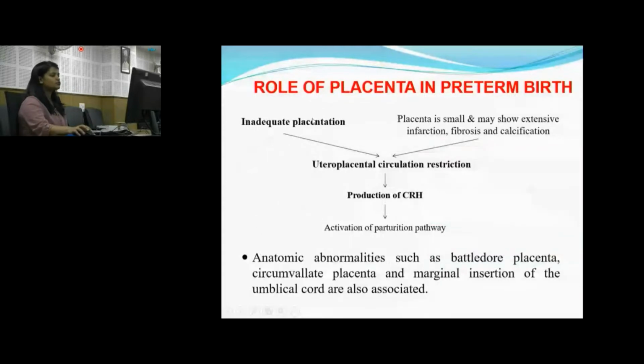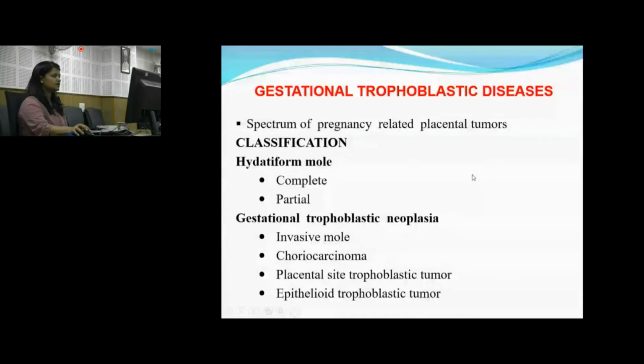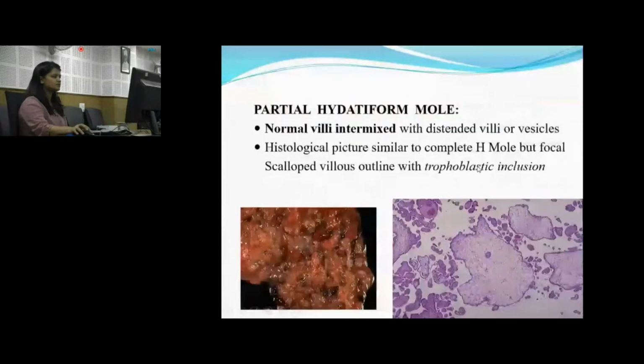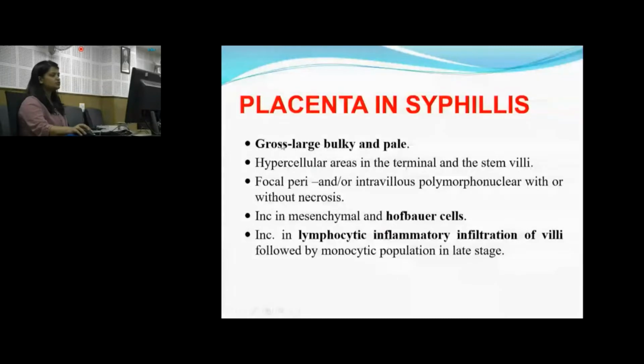Placenta also plays an important role in preterm birth. There are various factors which lead to activation of parturition, and there are anatomic abnormalities such as battledore placenta, circumvallate placenta and marginal insertion through which preterm birth can also happen. Now there are certain placental tumors which go by the name of gestational trophoblastic disease. This is a separate entity, but it happens due to abnormal proliferation of the trophoblastic tissues. In syphilis, we know the placenta is grossly large, bulky and pale. There is increased lymphocytic inflammatory infiltration of villi.